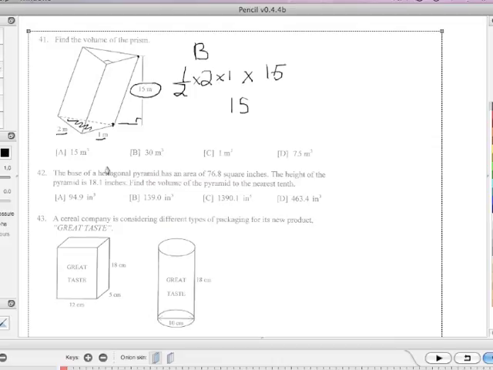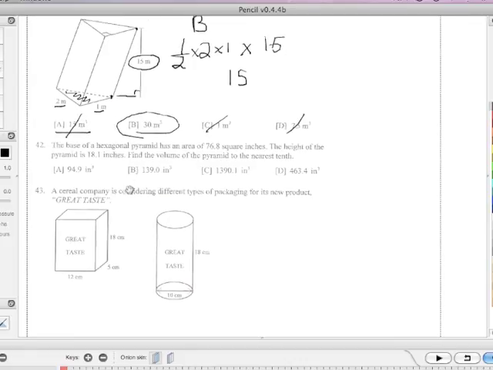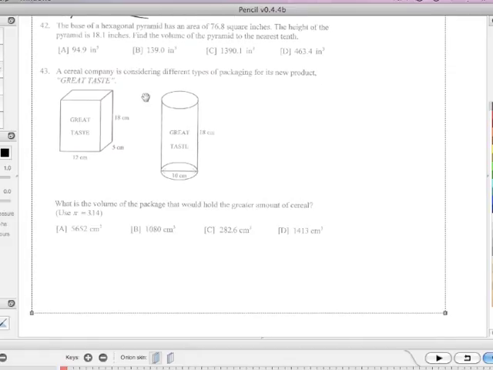So we know it has to be at least 15. And here's 15. So it can't be this, it's got to be more, and these are both less. We can cross those out, so it has to be 30 cubic meters. It's the only way I can do that one. I'm pretty sure that's right. If it's not, just tell me about it.